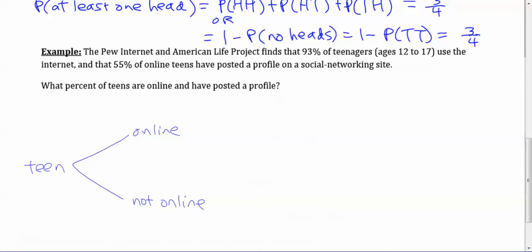So if I have a teen, there's two possible outcomes. Either they're online or they are not online. And I actually have some numbers here. So it says that 93% are online, which means that 7% are not.